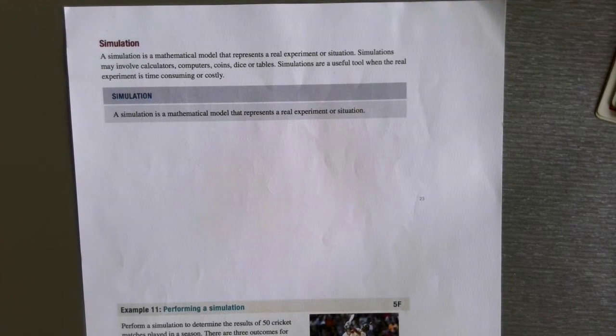Now, the next thing we're going to learn about is a simulation. A simulation is a mathematical model that represents a real experiment or a situation. So we could run tests through computers, coins, or cards, but basically if we know the probabilities of what should happen, we can divide them up and then use a simulation to check what could happen.